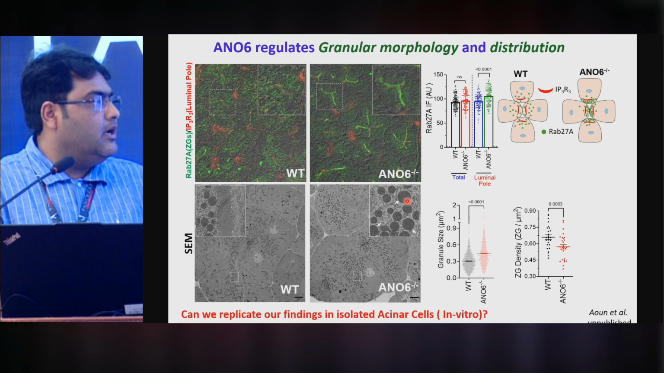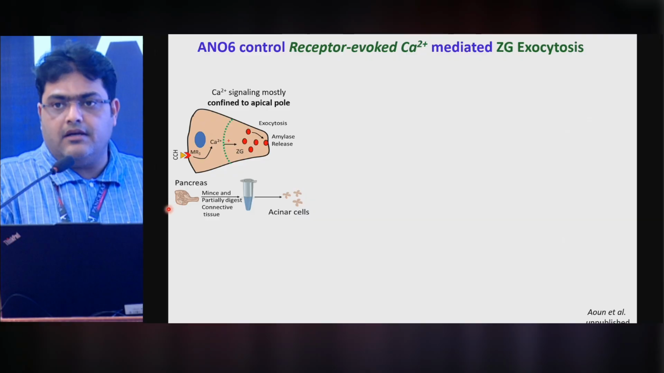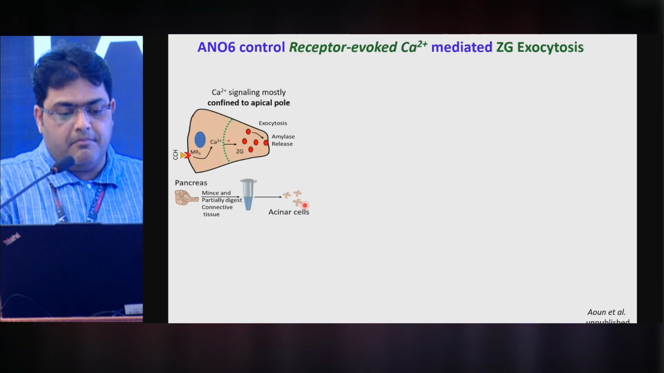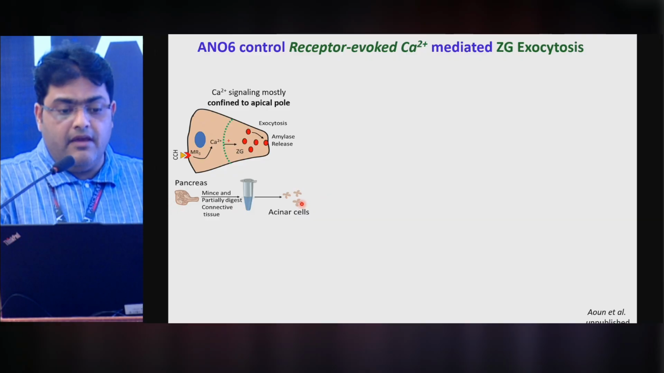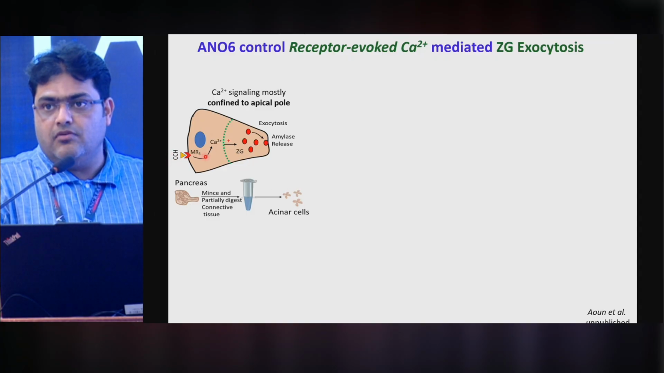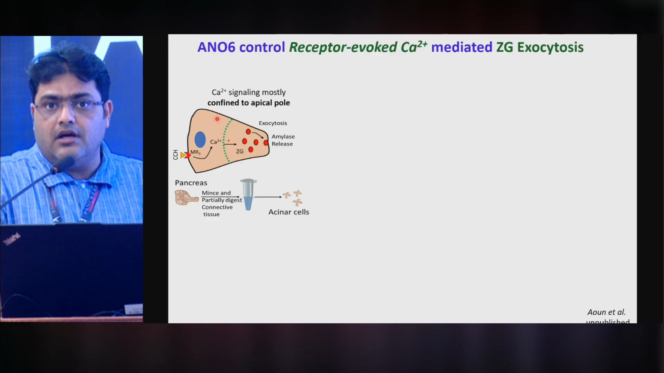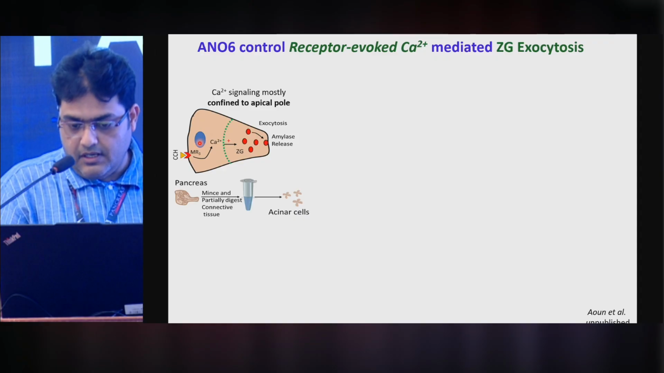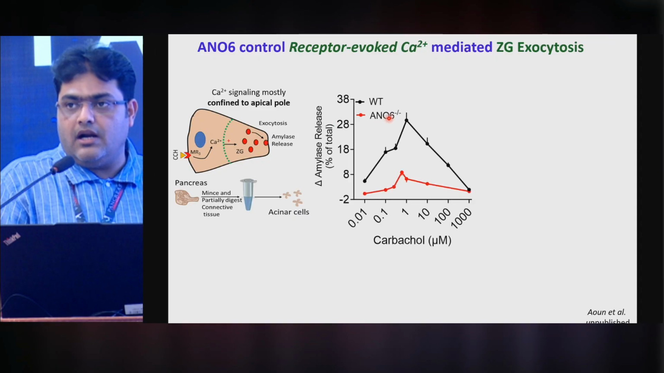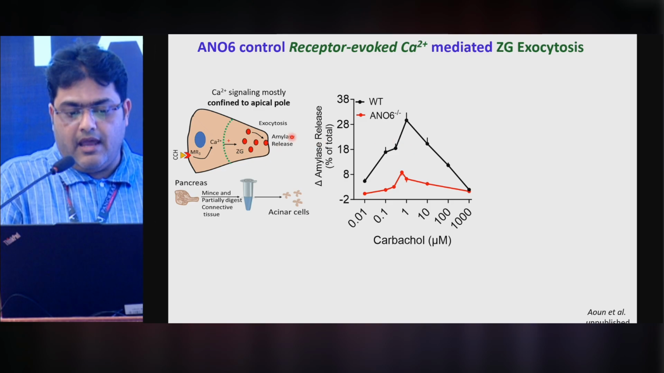So then we move to the in vitro study for further characterization. For the in vitro study, I take the pancreas, digest it and make isolated acinar cells that behave similarly to the whole gland, and stimulate with CCH, which increases the calcium through the muscarinic pathway. In this condition, the calcium is only localized to the apical pole of the acinar cells, not going further. You can see the knockout cells are unable to respond to the stimulus, unable to secrete amylase.